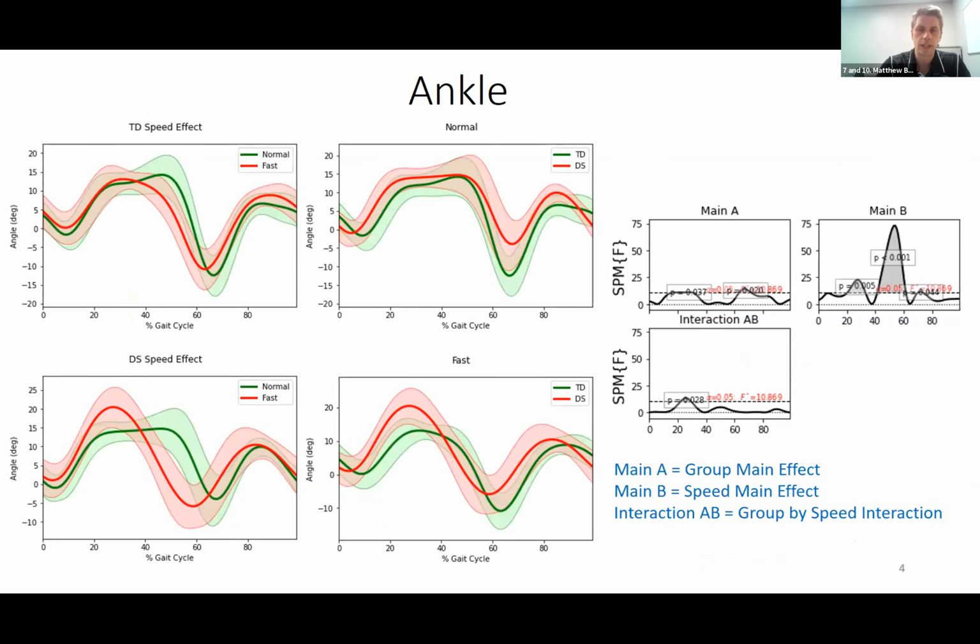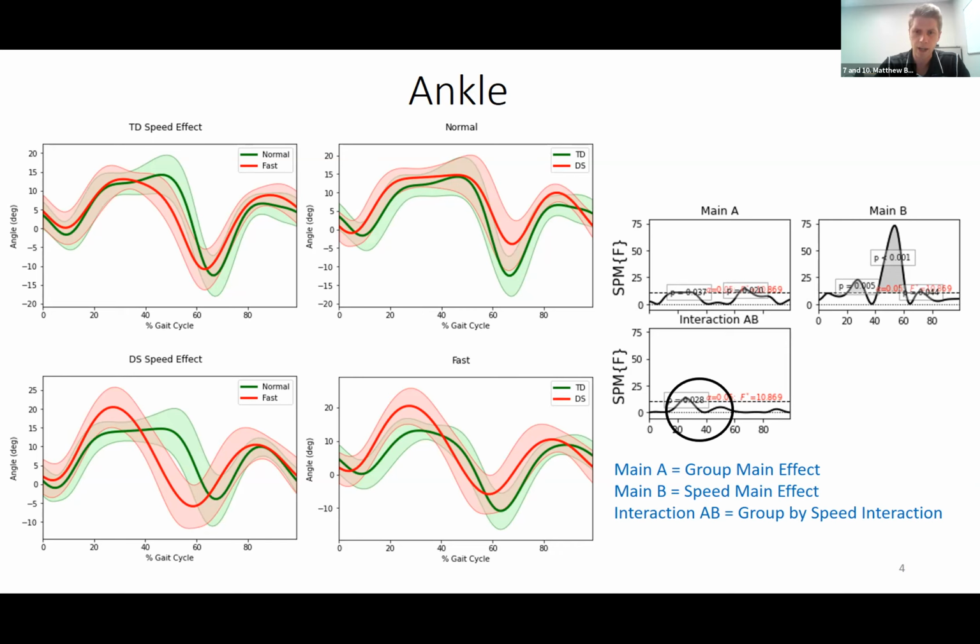So we'll look first at the joint kinematics. These are the results from statistical parametric mapping, comparing these time series. The left-hand column is speed effects for each group separately. The middle column is group effects for each speed condition. And then the right-hand side are the statistical results.